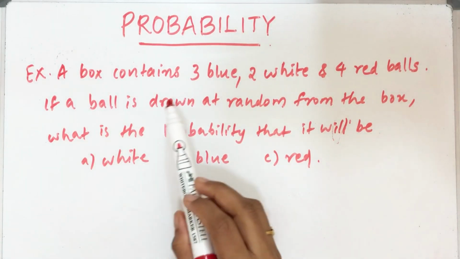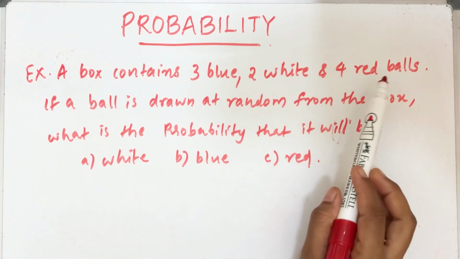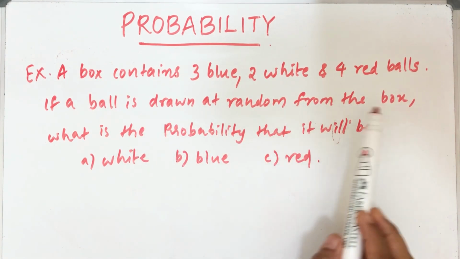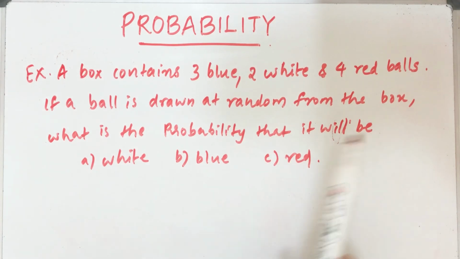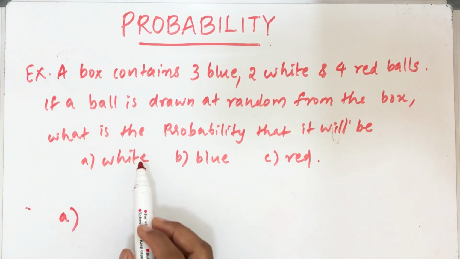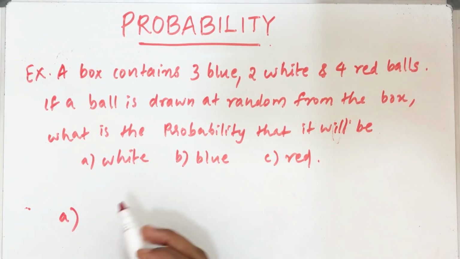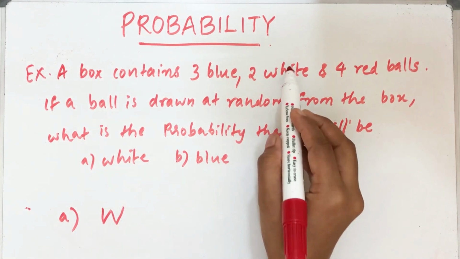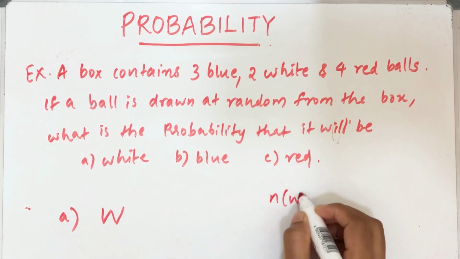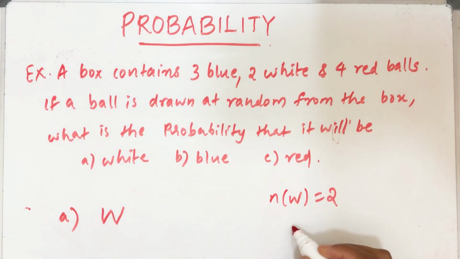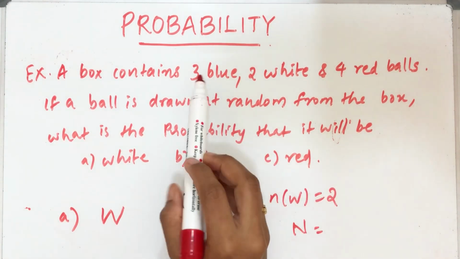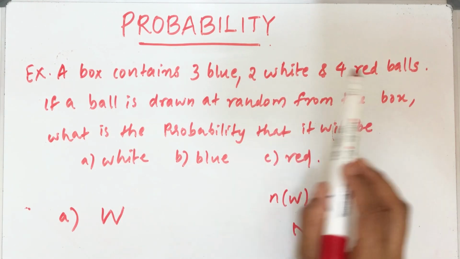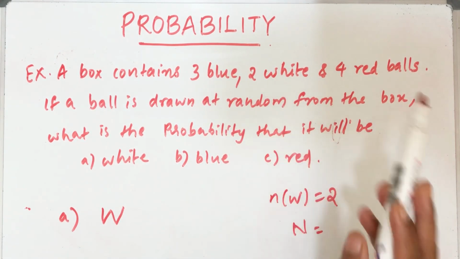Next example, a box contains 3 blue, 2 white and 4 red balls. If a ball is drawn at random from the box, what is the probability that it will be A, white, B, blue, C, red? First question, probability of getting a white ball. Let W be the event of getting a white ball. There are 2 white balls, so N of W is equal to 2. And the total number of balls is 3 blue, 2 white and 4 red, so 3 plus 2 plus 4, that is 9.